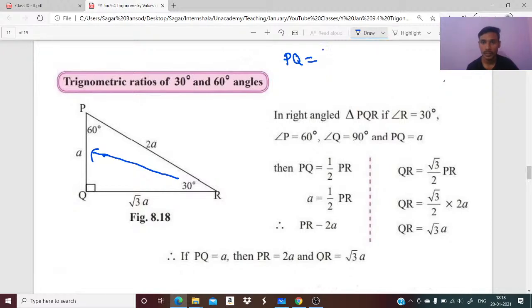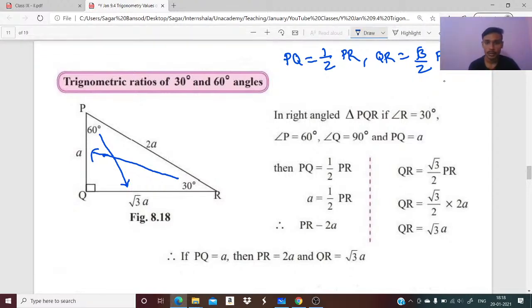Sorry, the side opposite to 30 degree will be equal to half of the hypotenuse, that is PR. And the side opposite to 60 degree, that is this side QR, will be equal to root 3 by 2 times my hypotenuse, that is PR.